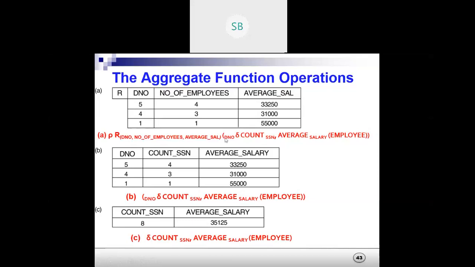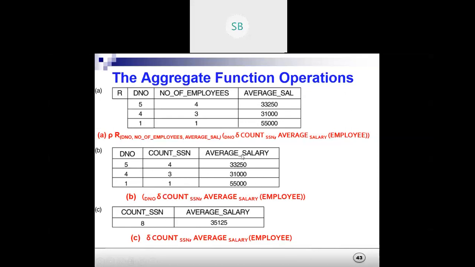What we have done is separately taken this part. The aggregate function is here. This is the department number, then delta of count SSN, that is count of SSN. I told you grouping attributes will be here, right? Then the functions like count SSN, average salary of employee. When you write it this way, it will do the totaling. So 4 plus 3 plus 1 will be 8, so it displays 8.